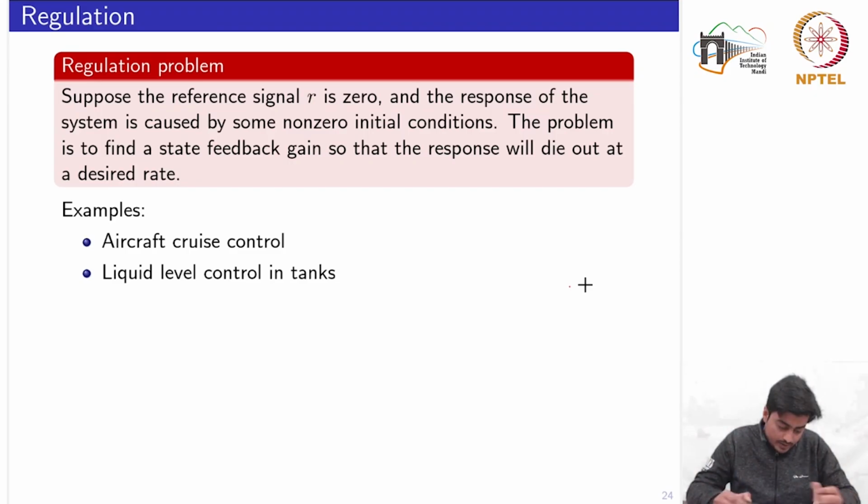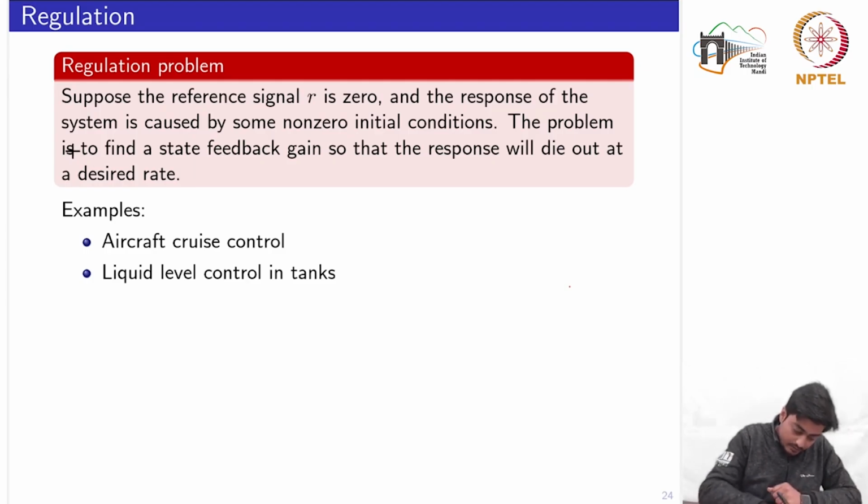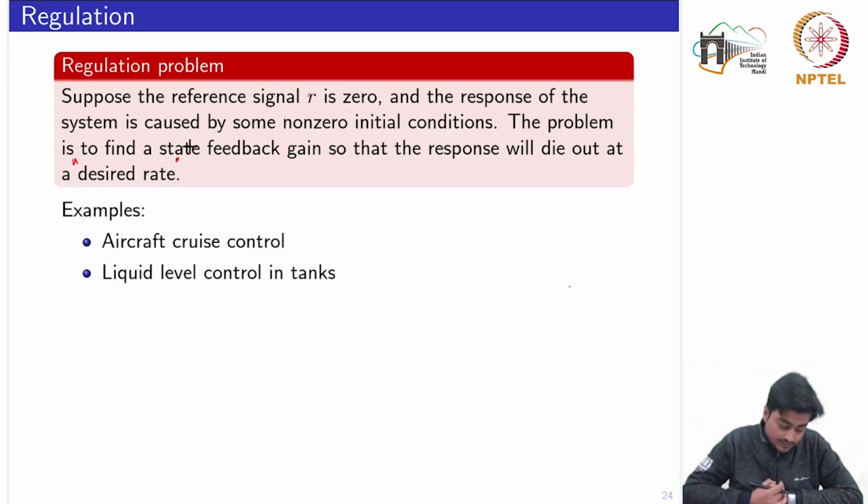The regulation problem deals with the case where the reference signal R is 0 and the response of the system is caused by some non-zero initial conditions. The problem is to find a state feedback gain so that the response will die out at a desired rate. Computing the desired rate consists of defining the control objective, which you can define in terms of the eigenvalues, that is, where you want the eigenvalues of the closed loop system to be placed.